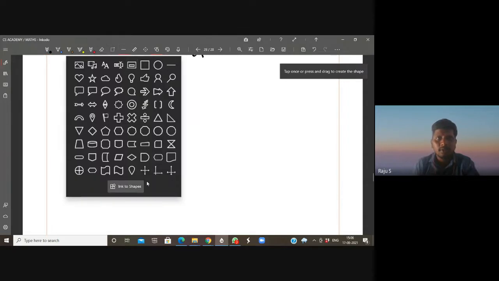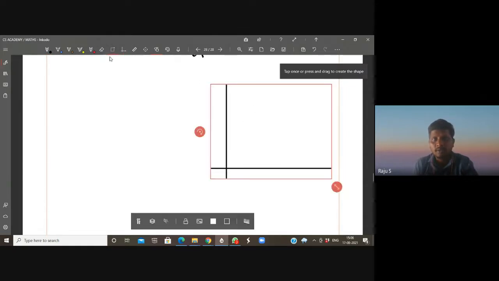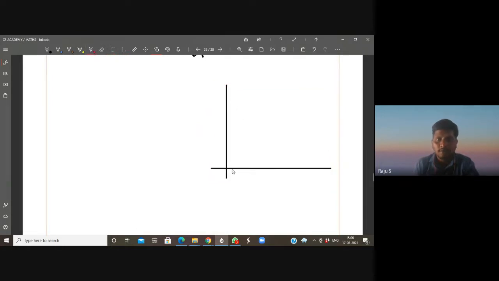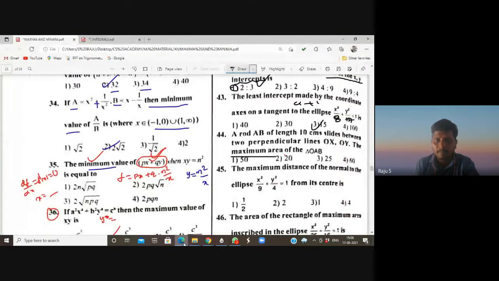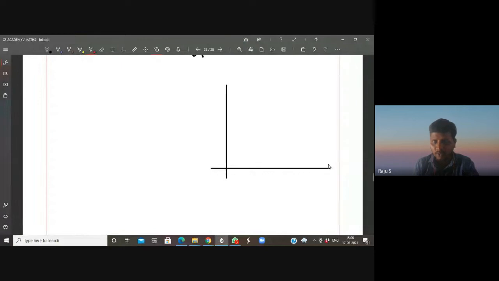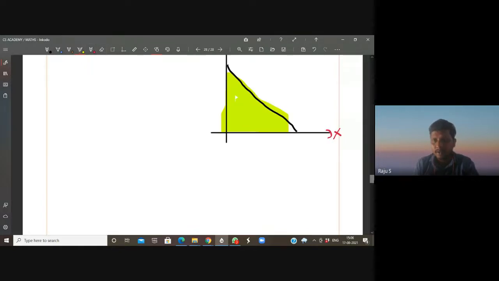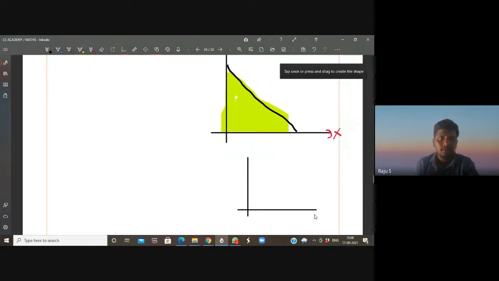Same here also, I'm going to take a rod between two perpendicular lines OX, OY. So this is OX, this is OY. Between this, the rod is there like this. So when are we going to get the maximum area? Okay, there are two different rods here. This is also one rod. What is the maximum area it has?